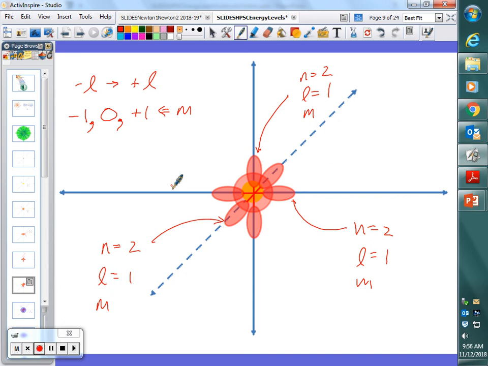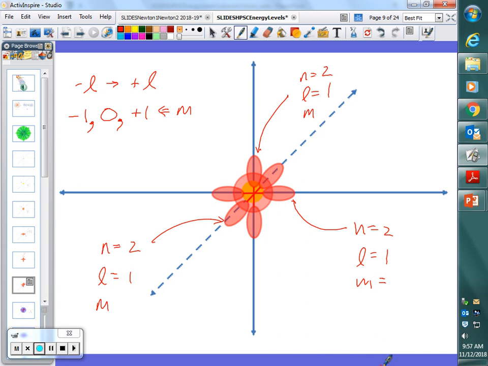Yes, no, maybe. Right. So the point here is we don't necessarily have a set pattern as to which one is the x-axis, which one is the y-axis, and which one is the z-axis. We just have to make them all different from each other. Okay? So here's the x-axis one.